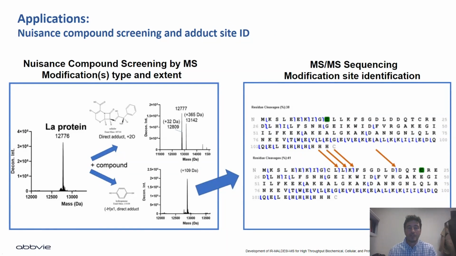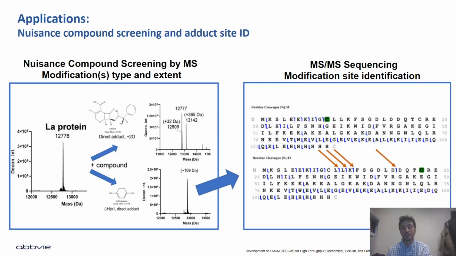We can also look at direct adduct formation of nuisance compounds. So most HTSs in the hit set, there will be a variety of nuisance compounds that are picked up, and we are constantly looking for good assays to weed those out. So at AbbVie, we have an assay called ALARM-NMR, where we're looking at the LA protein, which is a small 12 kilodalton protein with multiple exposed cysteines. And by NMR, they look for chemical shift perturbations when they add compounds. We can do this also directly by MS.